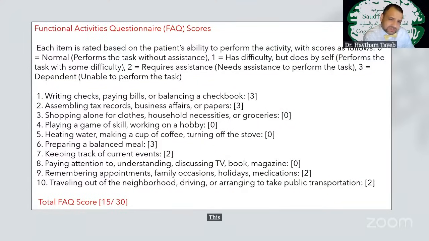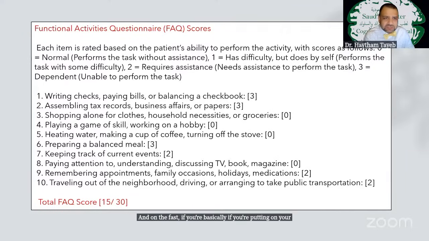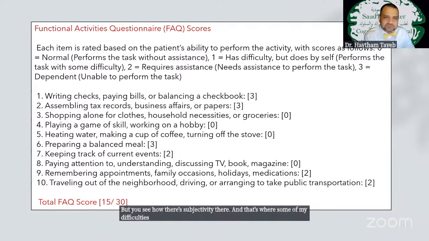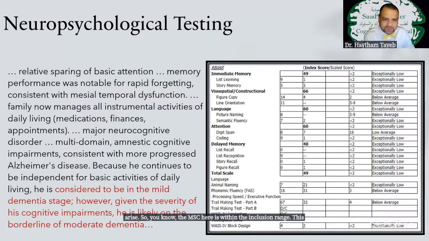This is the FAQ. So the cognition was borderline moderate. The FAQ was also borderline. 20 is my cutoff of really saying that you're too impaired. And on the FAST, if you're putting on your clothes by yourself, you're considered sort of closer to potentially early. But you see how there's subjectivity there, and that's where some of my difficulties arise. So the MMSE here is within the inclusion range. This is sort of borderline. Neuropsychology was sort of the same. They were like, this is mild dementia, but borderline moderate dementia.